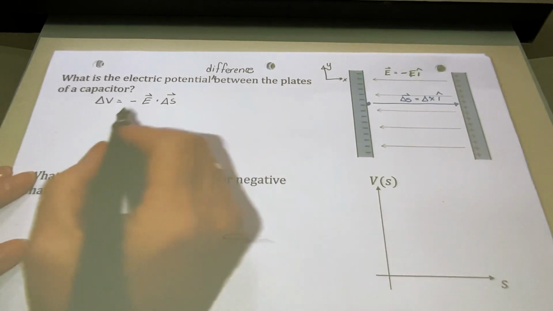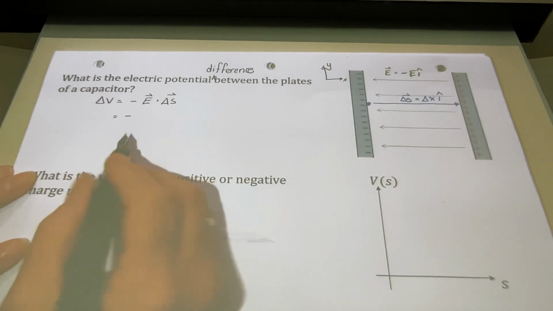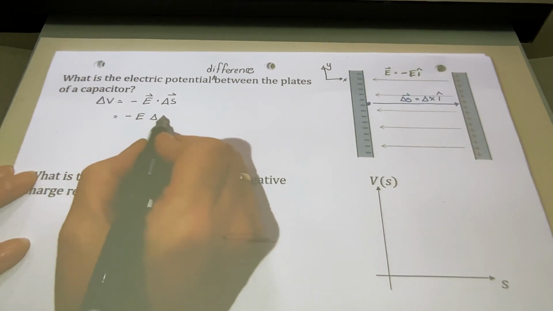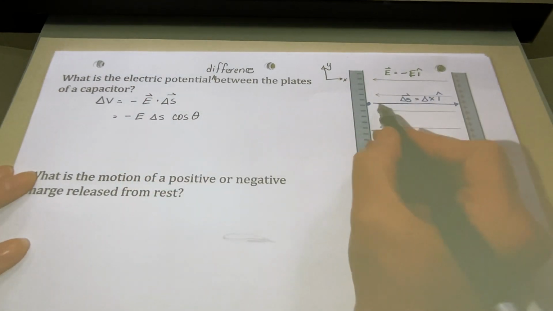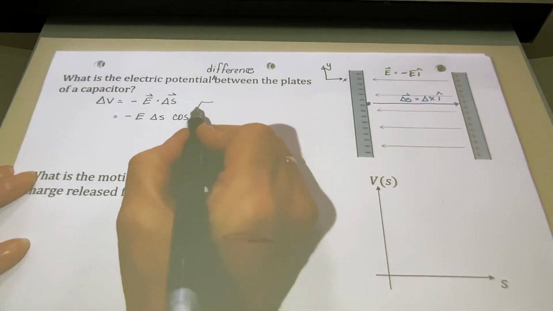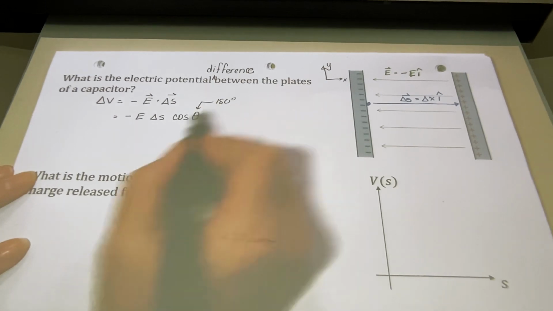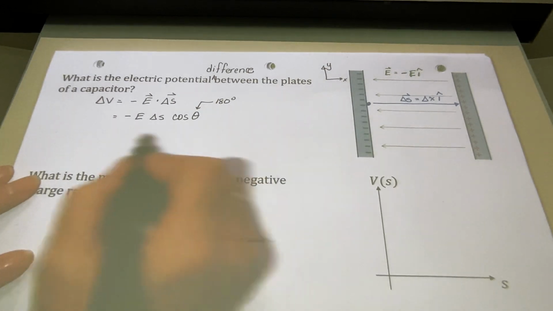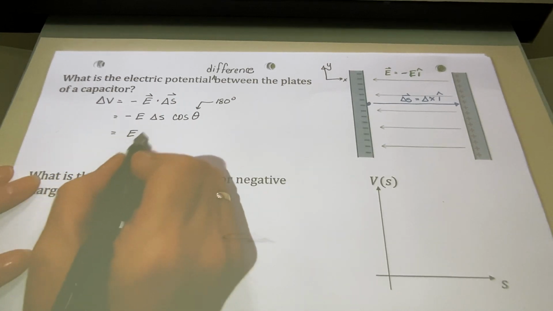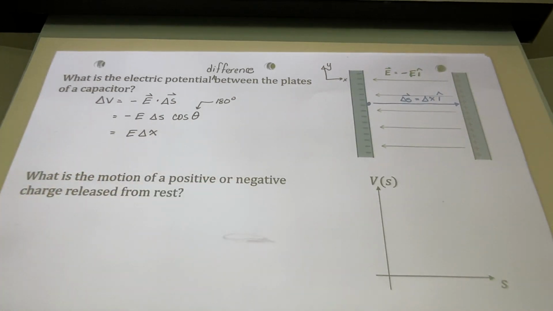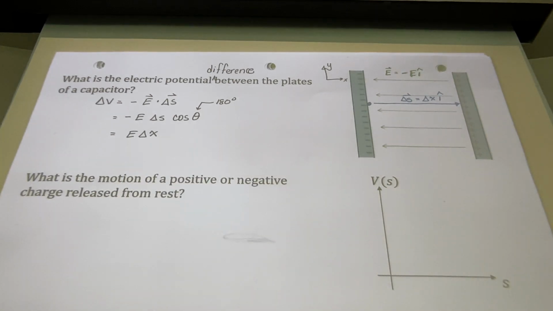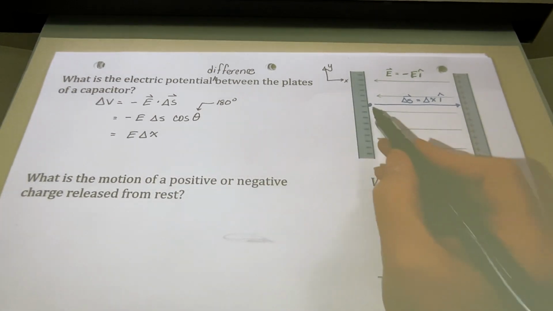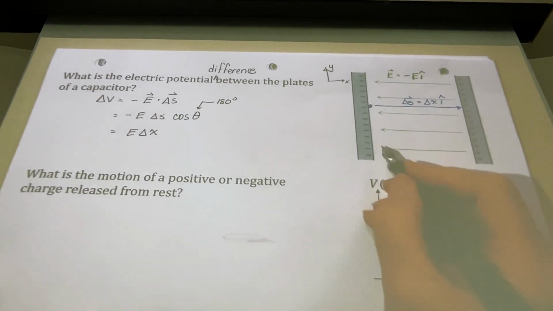If I put this in my equation here, I've got minus E times delta S times the cosine of the angle between them. My electric field is to the left, my path is to the right, my angle is 180 degrees, and cosine of 180 is negative 1. Gives me E times delta X. So the magnitude of my path is delta X, magnitude of my field is E, minus times minus 1 gives me positive.